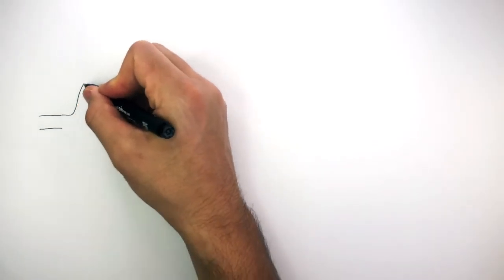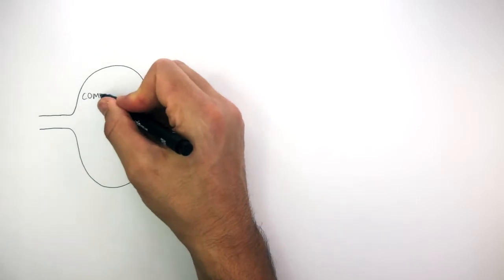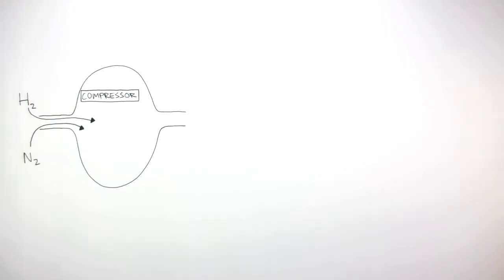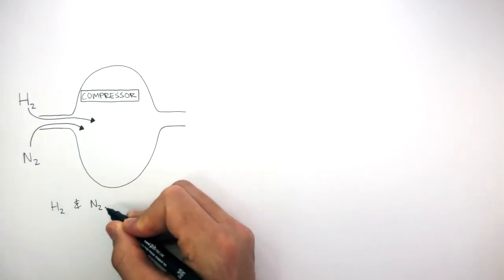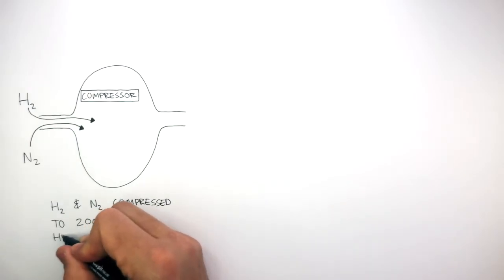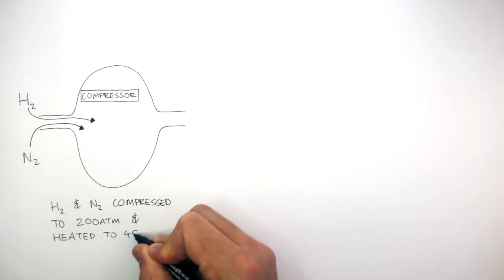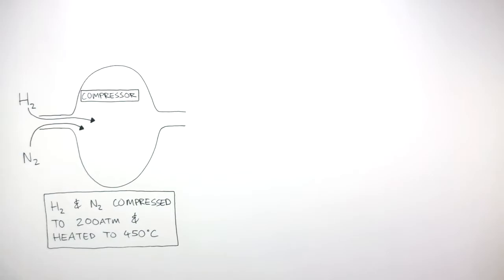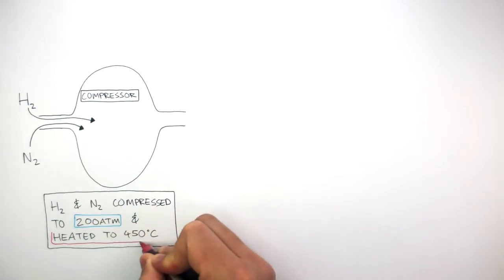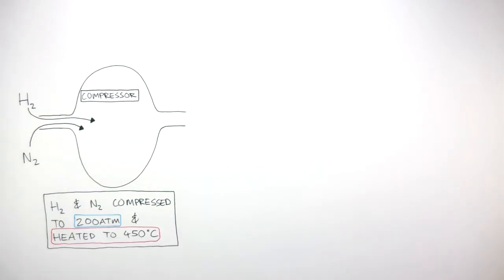So here I'm drawing the compressor, and it's the compressor where hydrogen and nitrogen flow into. In the compressor, the hydrogen and nitrogen gases are compressed to 200 atmospheres and are heated to 450 degrees Celsius. So you need to be able to remember the pressure is 200 atmospheres and the temperature is 450 degrees Celsius.